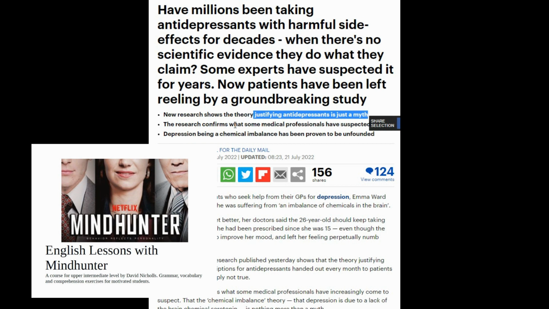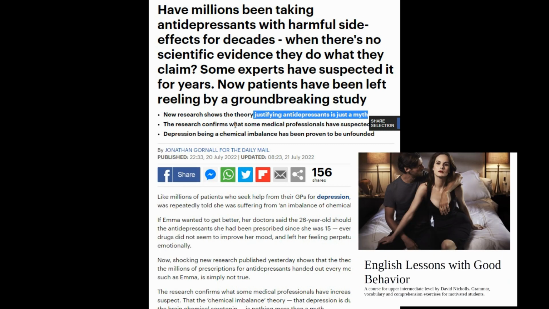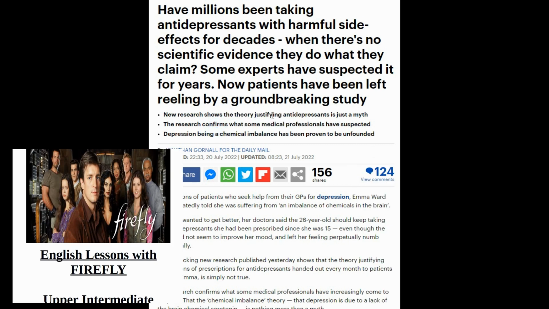The theory that says that happiness and sadness can be measured in serotonin levels. Yeah, that theory, that particular theory, that specific theory. And so we need a specific article, the definite article. Yeah, we use the definite article when we make the noun specific with a participle phrase or with a relative clause. We need that definite article. So new research shows the theory justifying antidepressants is just a myth. Notice the verb to be.